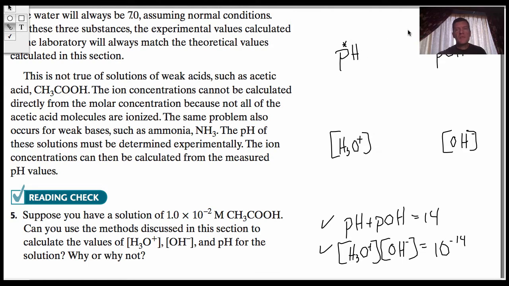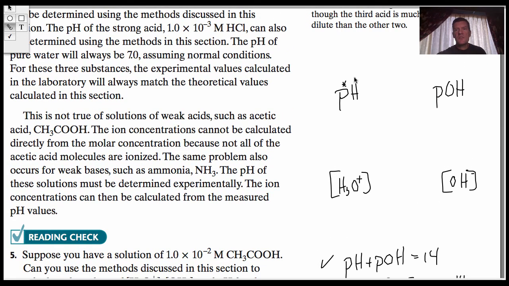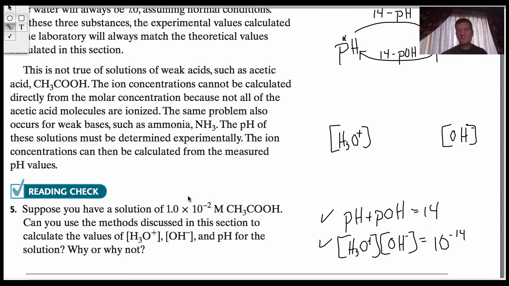Well, I could go to pOH. They have to add up to 14. So if I want to go from pH to pOH, I would just take 14 minus pH, and that would give me pOH. Okay? Well, what if I want to go back the other way? What if I was given pOH and I wanted to find pH? Well, I would just take 14 minus pOH to get my pH. They have to add up to 14.